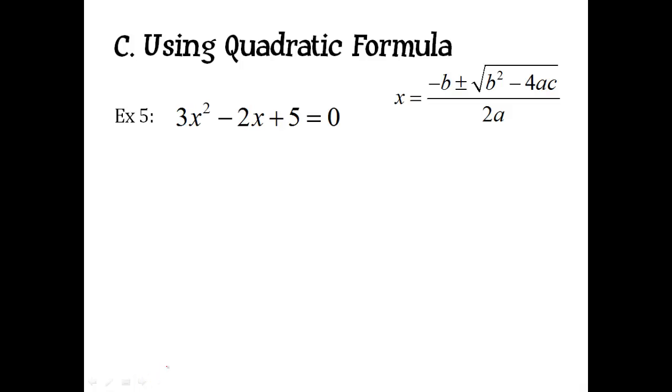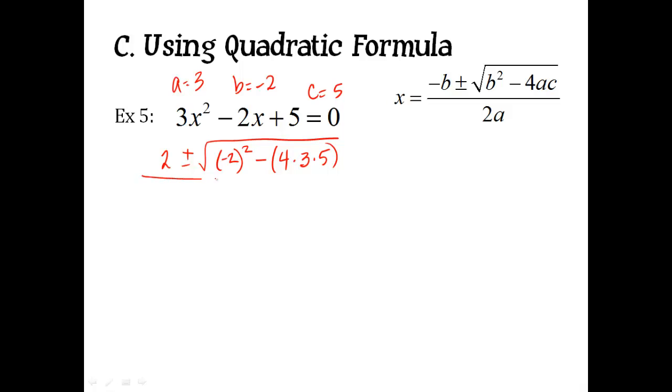All right, sometimes when you need to solve, you're not going to be able to just factor. You have to use the quadratic formula. And sometimes we have imaginary solutions here. So we're going to walk through the quadratic formula like we have before. A is 3, B is negative 2, C is 5. All right, so we plug in our values just like before. So if B is negative 2, negative B is a positive 2, plus or minus the square root of B squared, negative 2 squared, minus 4 times A times C, all of that over 2 times A.